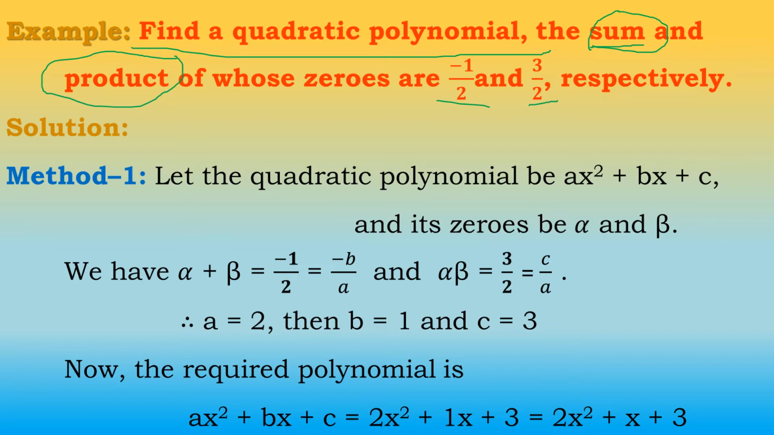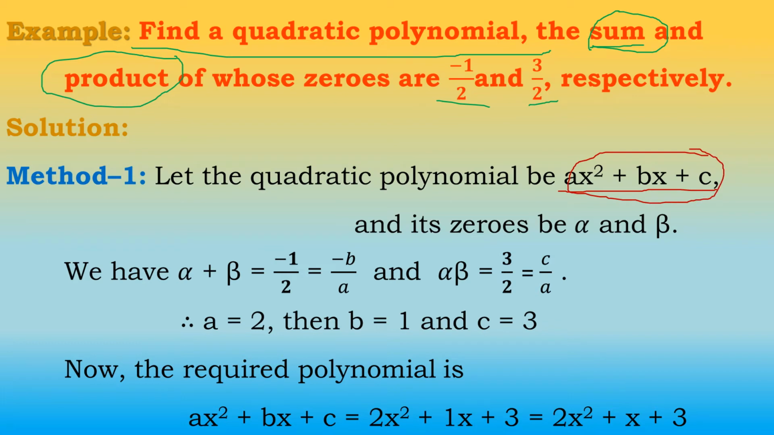So when the sum of the zeros and product of zeros are given, how to find a quadratic polynomial? Just now we have seen one example, and to find a quadratic polynomial we have a total of two methods. Let us see method 1. Let the quadratic polynomial be ax square plus bx plus c. This is our general form of a quadratic polynomial.